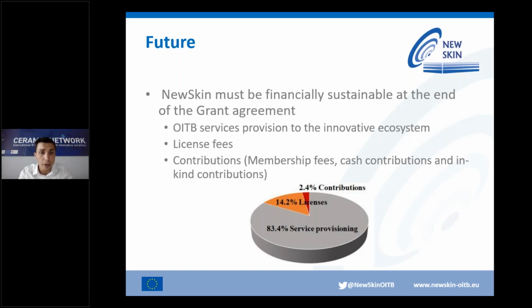So for the future, we aim to make NewSkin as sustainable as possible by creating a non-profit association, in order to, after the 4 years of the project, still be able to use the technologies developed during the project and to remain sustainable. So that's all for the presentation of NewSkin.